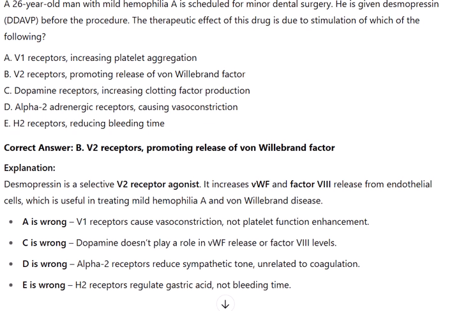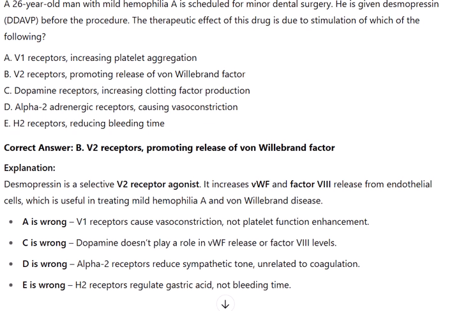A. V1 receptors, increasing platelet aggregation. B. V2 receptors, promoting release of von Willebrand factor. C. Dopamine receptors, increasing clotting factor production. D. Alpha-2 adrenergic receptors, causing vasoconstriction. E. H2 receptors, reducing bleeding time.